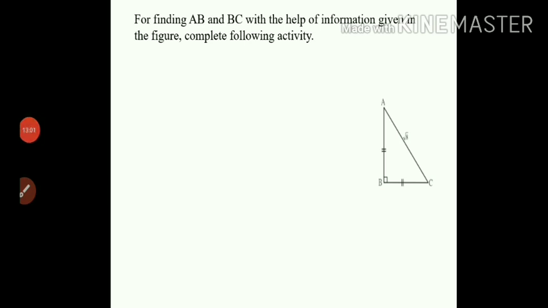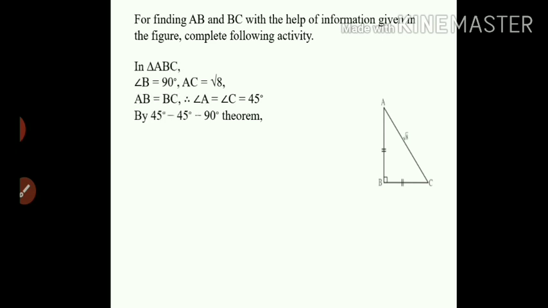Now next question is, for finding AB and BC with the help of information given in the figure, complete the activity. You can see the diagram is given. ABC is a triangle where angle B is 90 degree. AB is equal to BC, these both sides are congruent, and AC is given root 8. See, the activity is given. So first we have to write like this. In triangle ABC, angle B is 90, AC is given root 8, which I am writing as the given part.